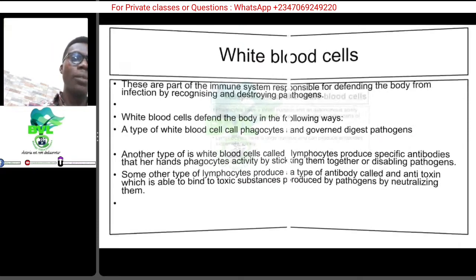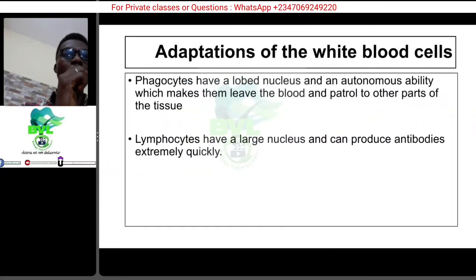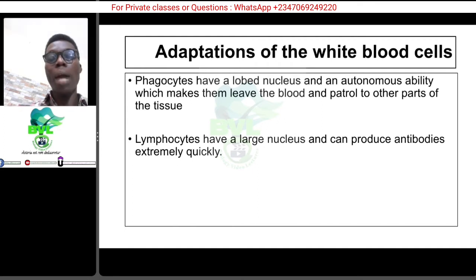So it says here, adaptations of white blood cells. Phagocytes have a lobed nucleus and an autonomous ability to move, which makes them leave the blood vessels and patrol other parts of the body. Like I said, there's one especially called neutrophils that can leave the blood vessels.